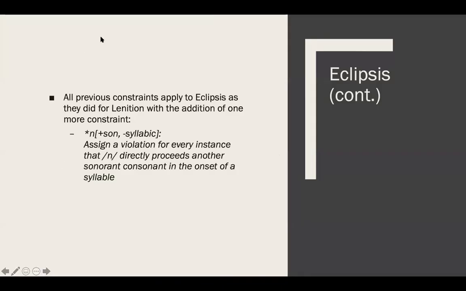All of the previous constraints that I used in lenition will also apply in my analysis of eclipsis. However, due to the insertion of N in particular cases, to rule out certain candidates, it was necessary to come up with a constraint that gives a violation for every instance that N directly precedes another sonorant consonant in the onset of a syllable.